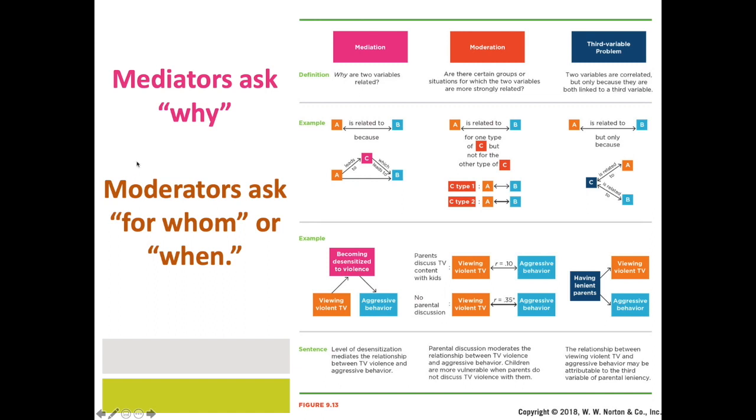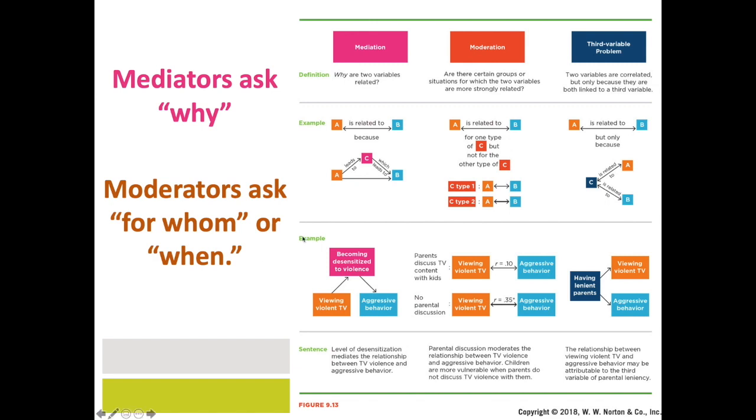There's also this moderation. Moderators ask for whom or when does a relationship happen. So are there certain groups or situations for which the two variables are more strongly related? So is A and B related for some part of C and not for others? And then the third variable problem is this, where C is what's causing the other two.